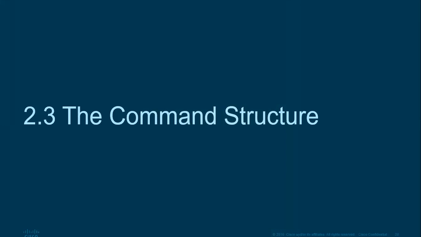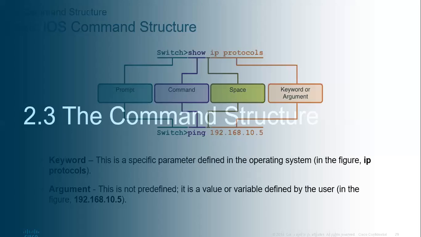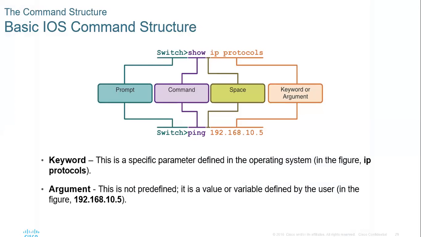The command structure. This is the basic command structure in the case of a switch. Switch is the prompt, and ip is the command. A space is given between the command and the keyword, and a space is given before the argument. Protocols is the keyword or argument.